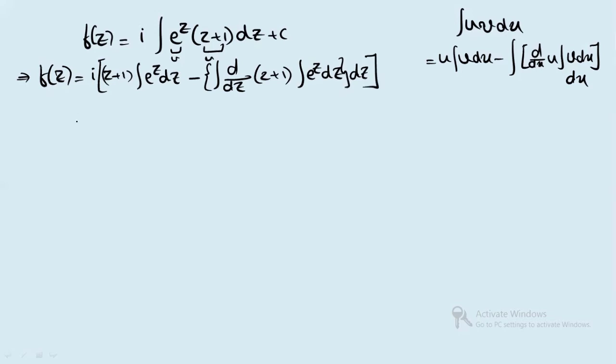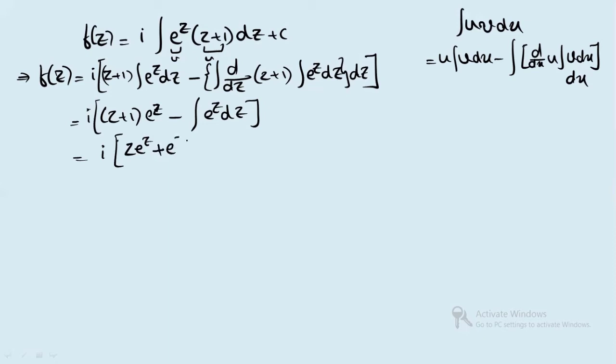Now you see here z plus 1 is as it is. The integration of e to the power z is e to the power z, minus. This will give you d/dz of z plus 1, which is 1, since the constant differentiates to zero. So finally the integration will be here, e to the power z dz only. And again on integration it will give you e to the power z. So we have (z plus 1) e to the power z.